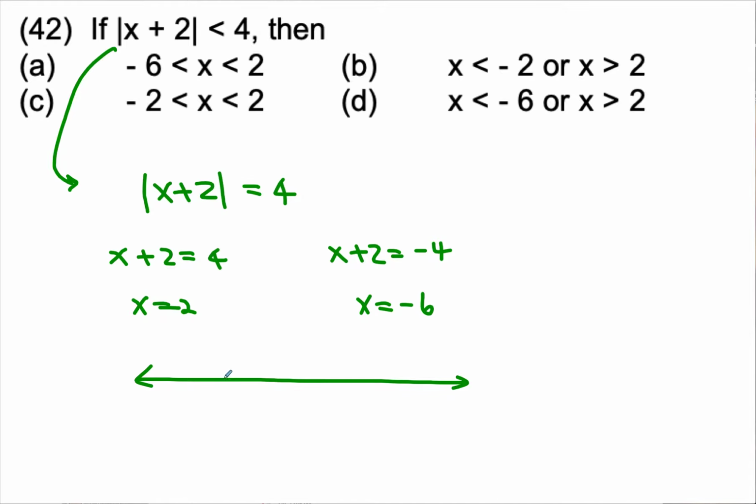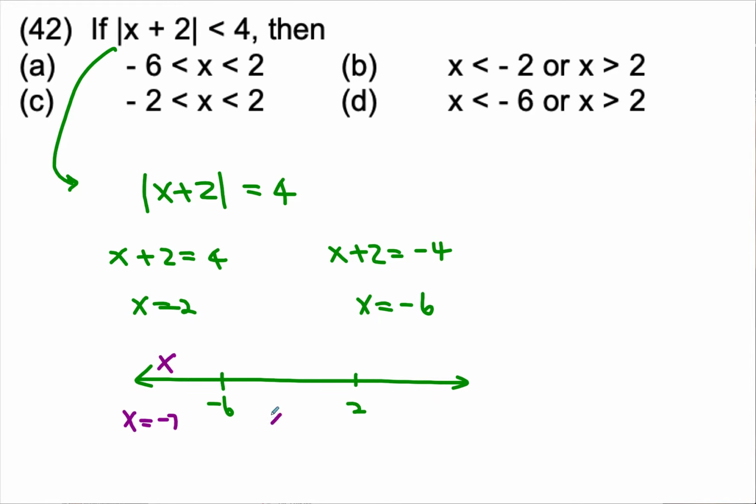Then this equation will get us the boundaries for the interval that we are looking at. So whatever we plug in place of x, the absolute value of the sum should be less than 4. So let's pick a value that's less than negative 6. x equals negative 7. So what do we get? Negative 7 plus 2 becomes negative 5. Absolute value of negative 5 becomes 5. Is 5 less than 4? No, this one doesn't work.